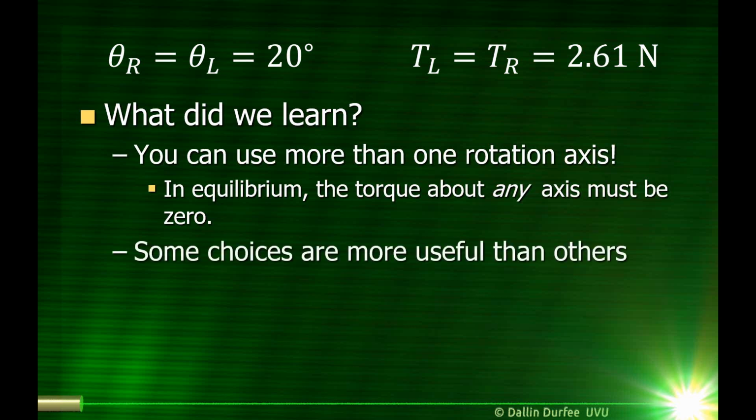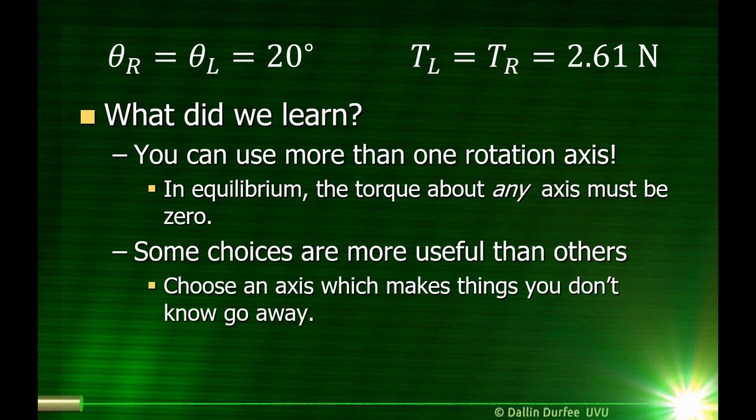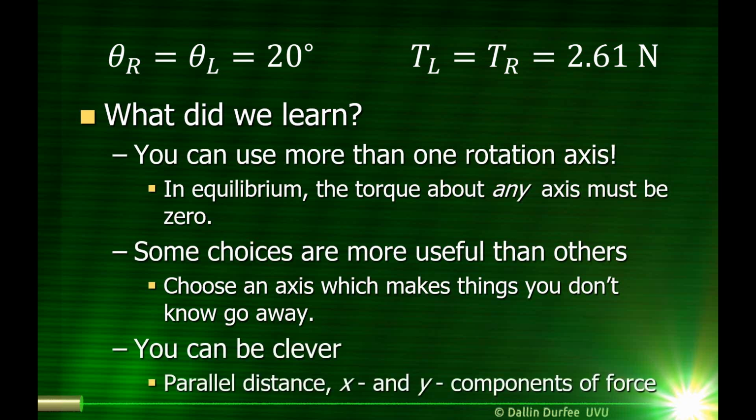Now, some choices of axis are more useful than others. So we try to choose an axis which makes things we don't know go away, right? And you can be clever. Remember, we did some clever things, like instead of trying to find sine of theta, we used parallel distances. To find the magnitude of torque, instead of using r F sine theta, we just used r perpendicular times force. Also, at one point we said, look, I can break a force up into x and y components, and then I found the torque due to that force by finding the torque due to the x component and the torque due to the y component and adding them together. So there are different tricks you can use with these types of problems.